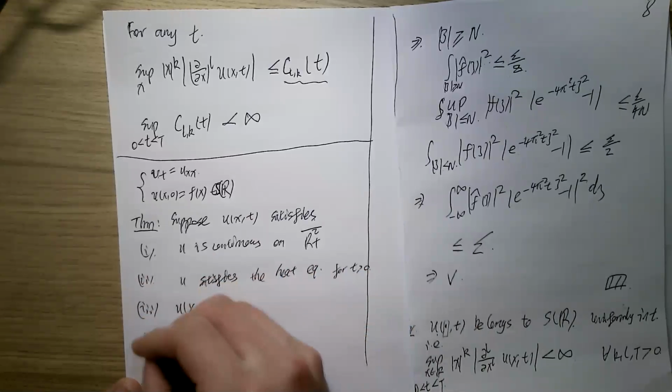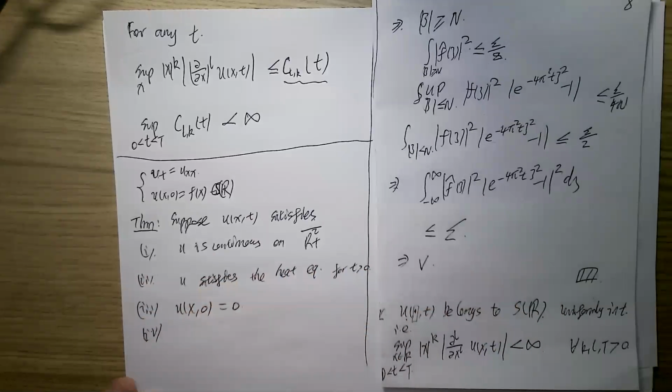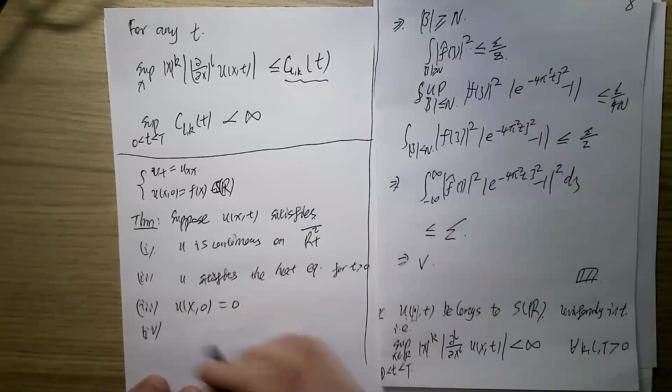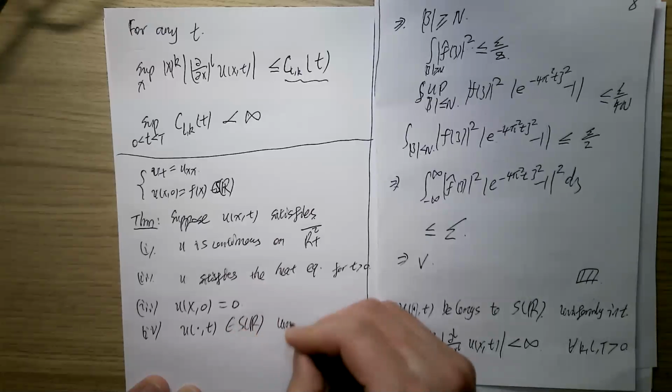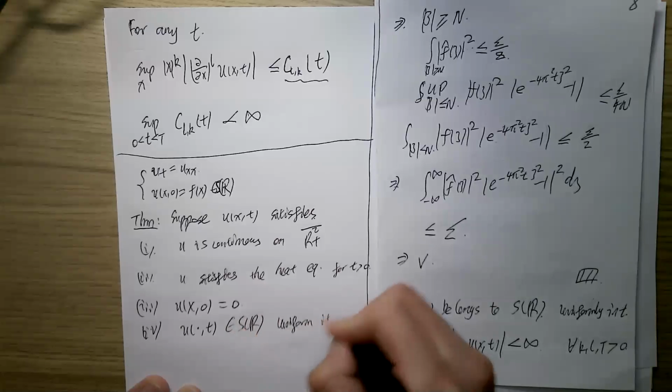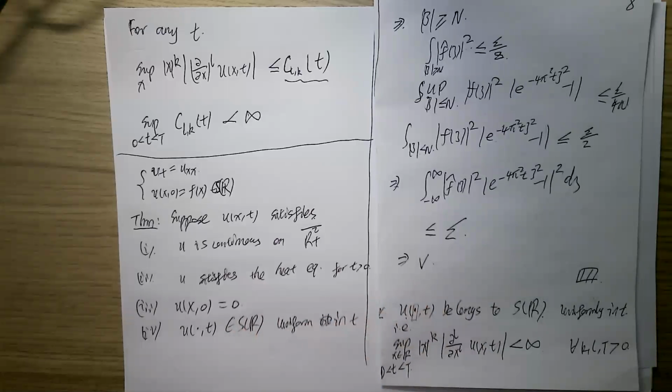And fourthly, we still want it to be Schwarz. This kind of function is in Schwarz space, uniform in t, as we said before. The conclusion is u must equal 0.